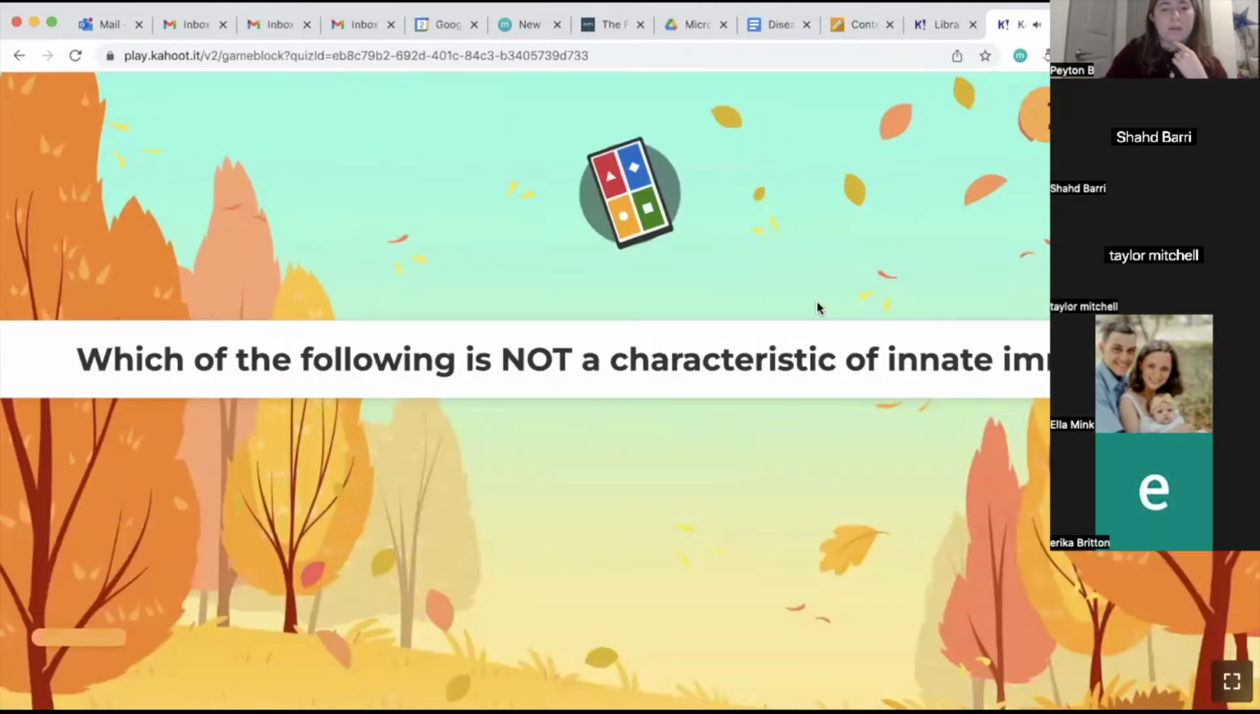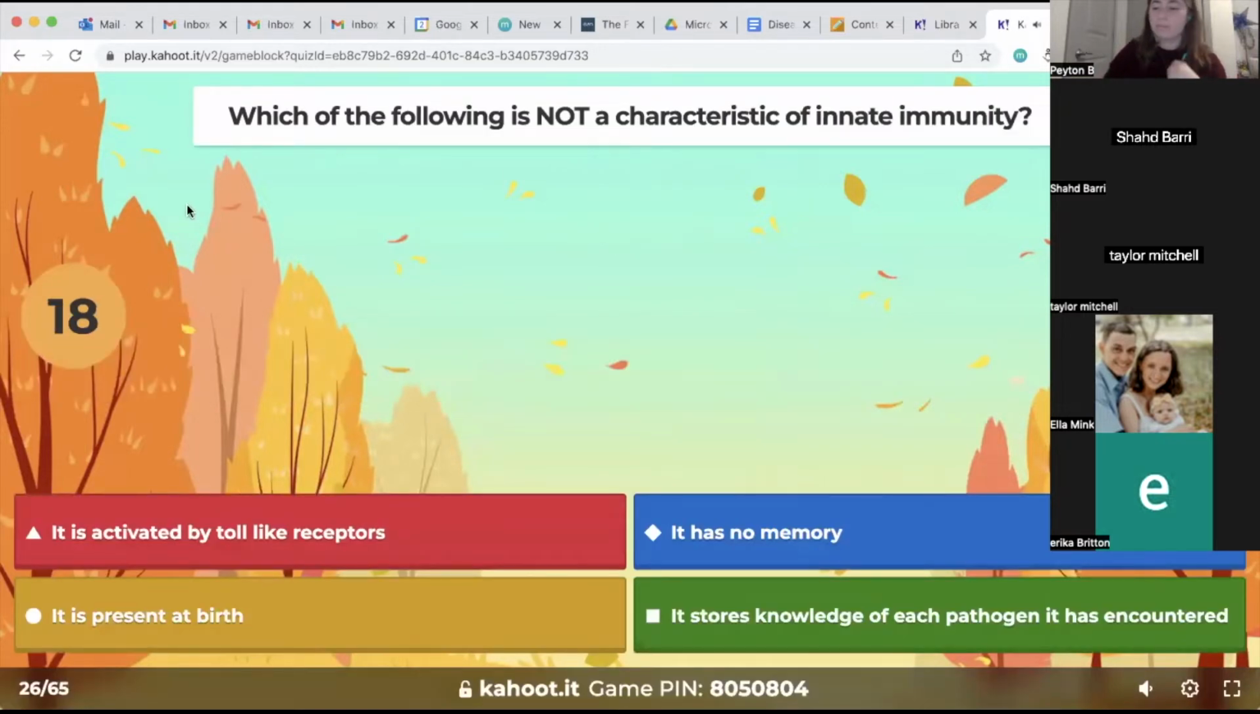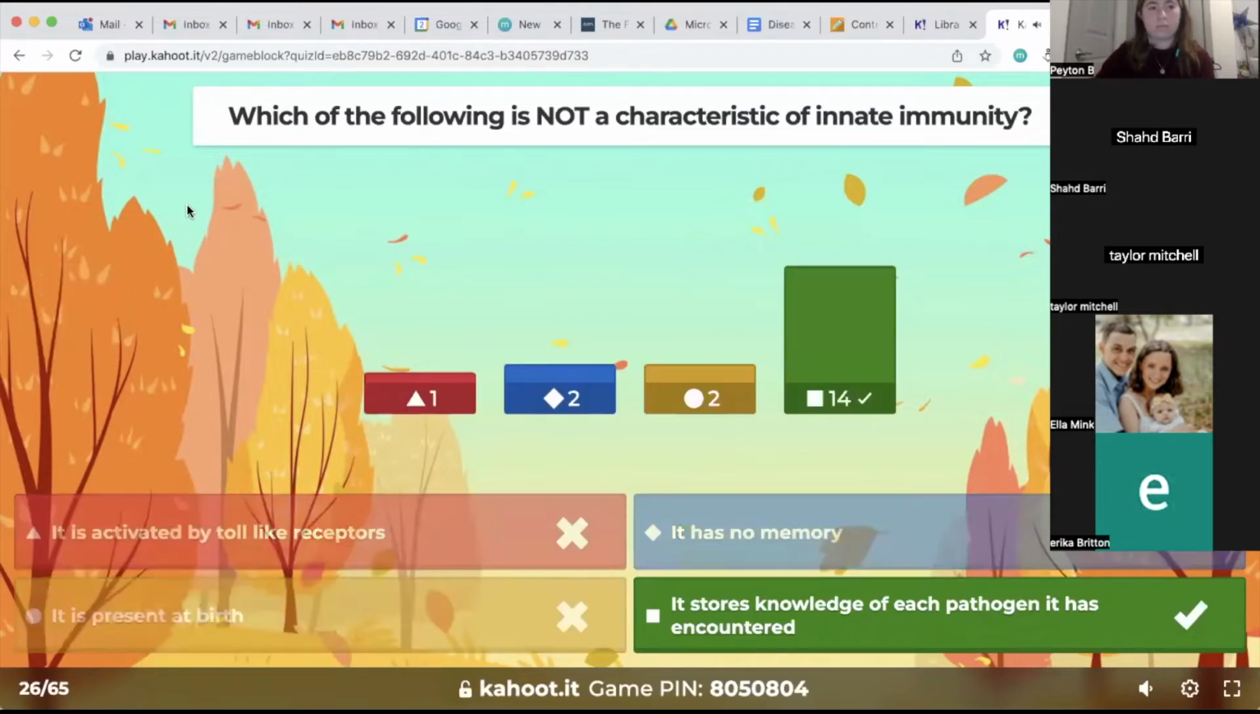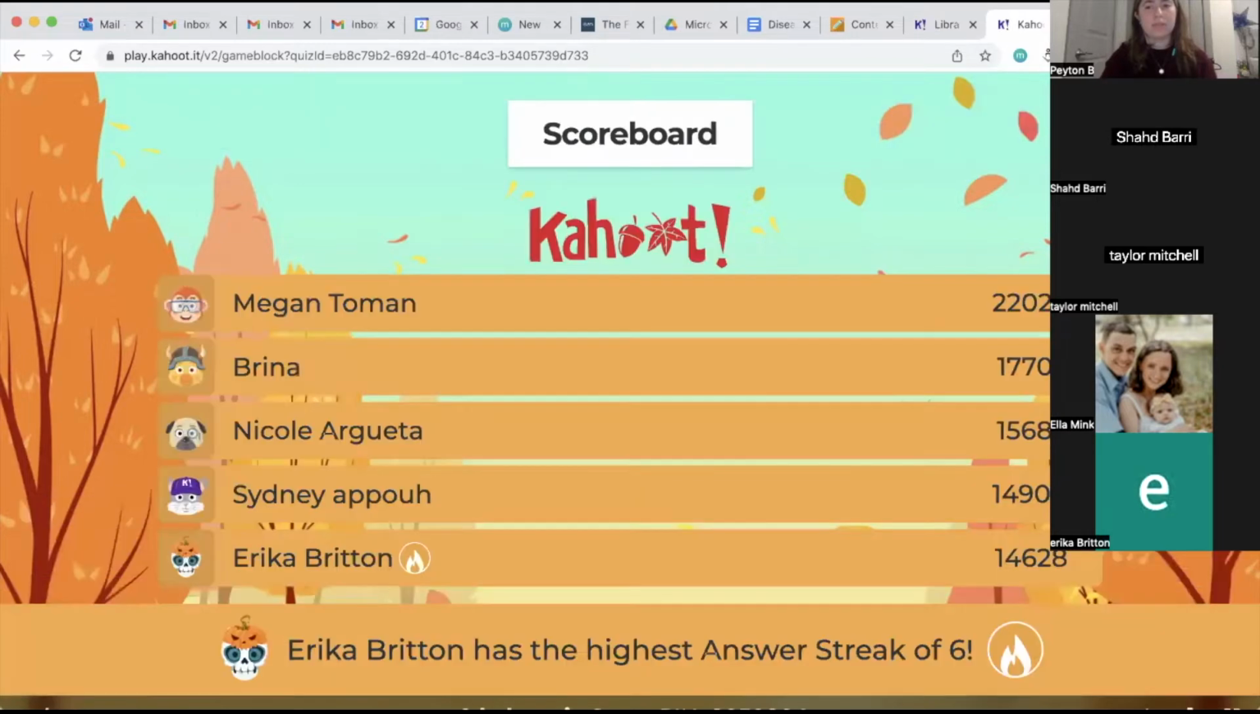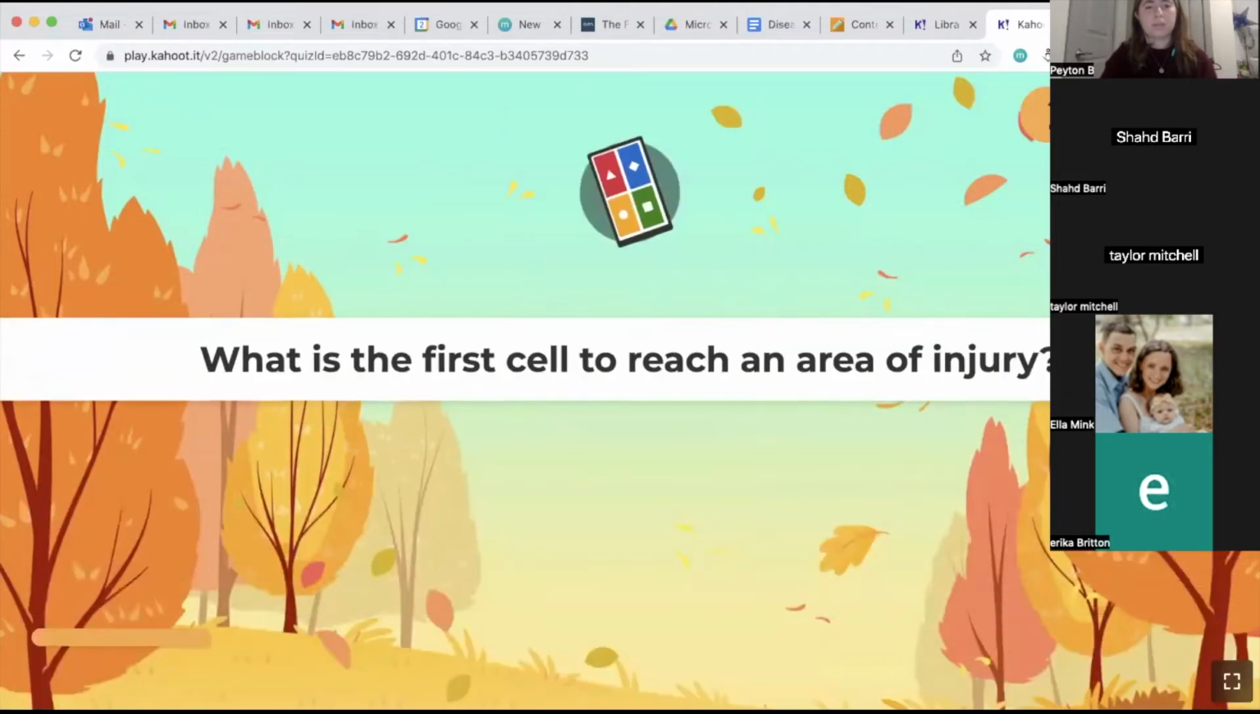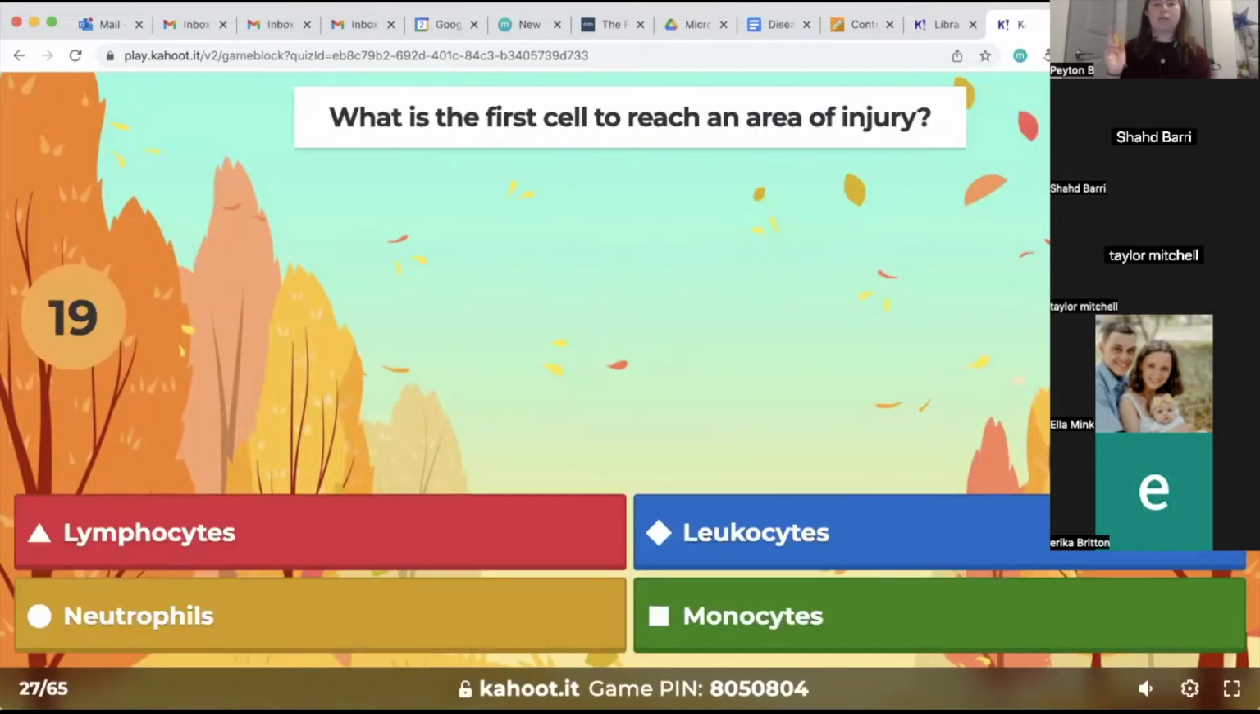All right. Which of the following is not a characteristic of innate immunity? Stores knowledge of each pathogen. Yep. All of these other things are characteristics of innate immunity. All right, which is the first cell to reach an area of injury?